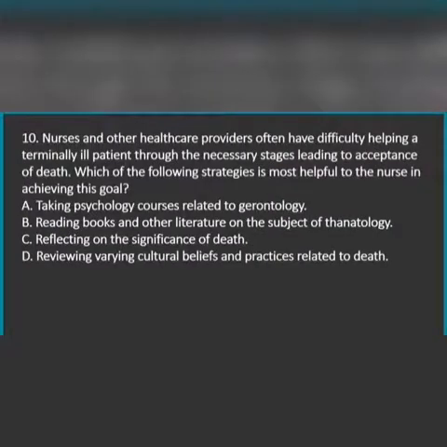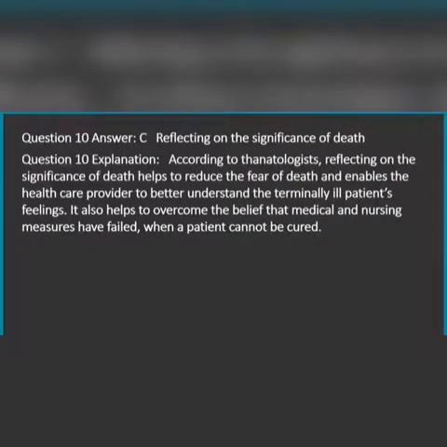Question 10. Nurses and other healthcare providers often have difficulty helping a terminally ill patient through the necessary stages leading to acceptance of death. Which of the following strategies is most helpful to the nurse in achieving this goal? A. Taking psychology courses related to gerontology. B. Reading books and other literature on the subject of thanatology. C. Reflecting on the significance of death. D. Reviewing varying cultural beliefs and practices related to death. Question 10. Answer: C. Reflecting on the significance of death.